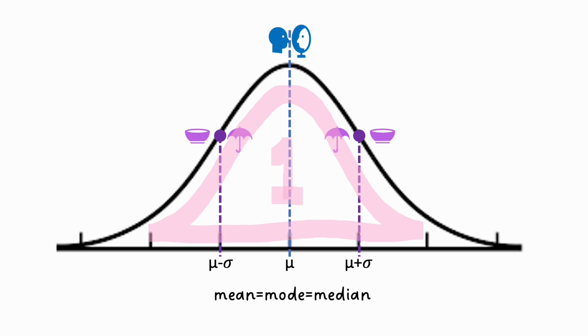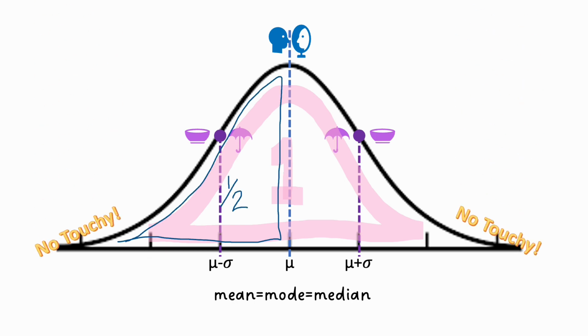The area under the curve is equal to 1. And if you pick either half, that area is going to be equal to 1/2. And finally, no matter how close it gets, it never actually touches the x-axis.